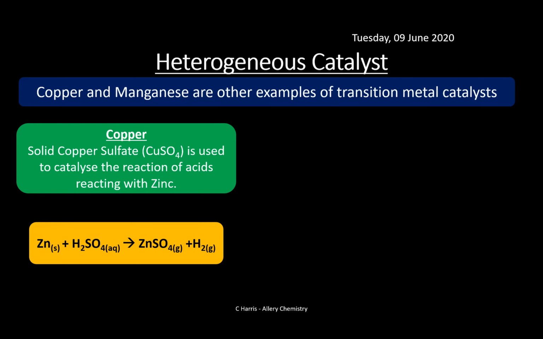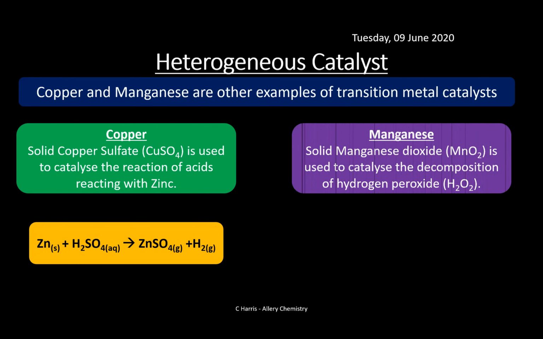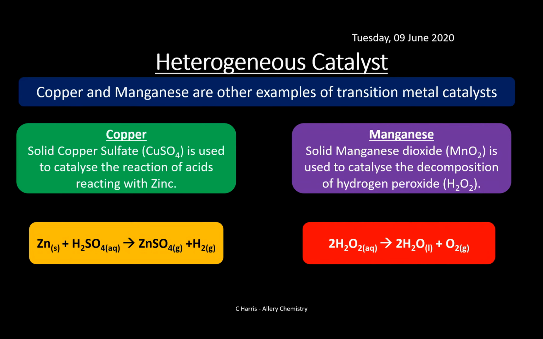Okay, so zinc reacts with sulfuric acid to form zinc sulfate, and hydrogen. Obviously, we use the catalyst solid copper sulfate to catalyze that reaction. And manganese, solid manganese dioxide, or MnO2, is used to catalyze the decomposition of hydrogen peroxide. So we need to know that hydrogen peroxide breaks down into water and oxygen. Okay, so you need to know them specific examples there, and obviously you need to know the risks as well associated with handling copper, as we said before, and handling manganese as a catalyst.